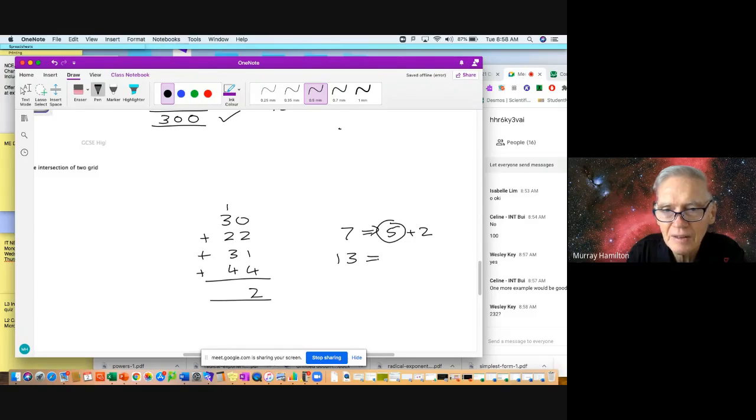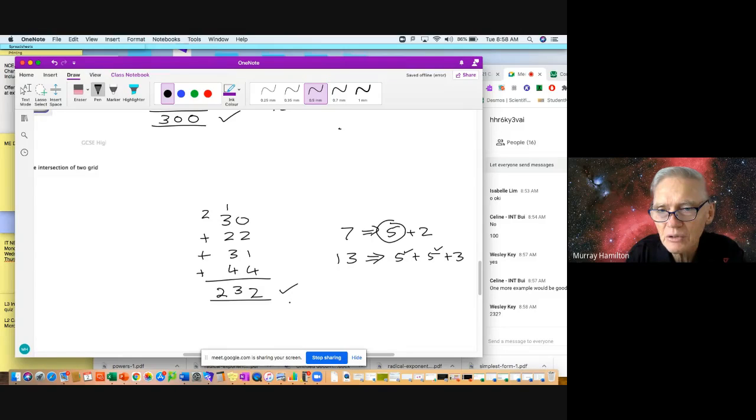Wesley's beaten me. Let's see if he's correct, 232. 13 is made up of 5 plus 5 plus 3. So we're carrying over 2 lots to the next column, and we're putting our remainder of 3 down there, and we've got nothing to add that to. So Wesley's correct, 232. So that's base 5.